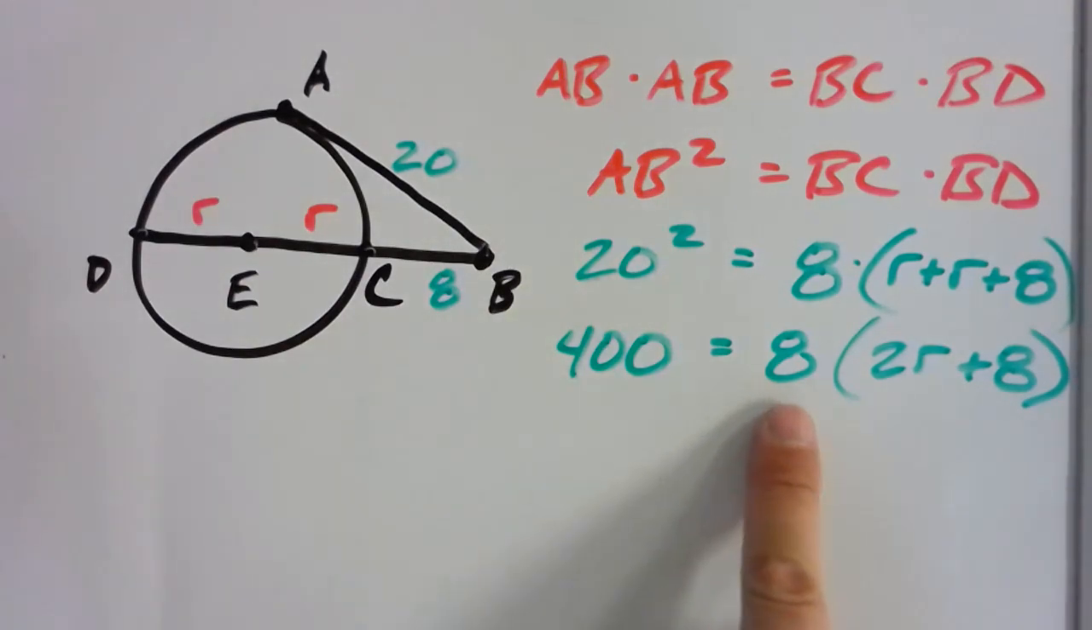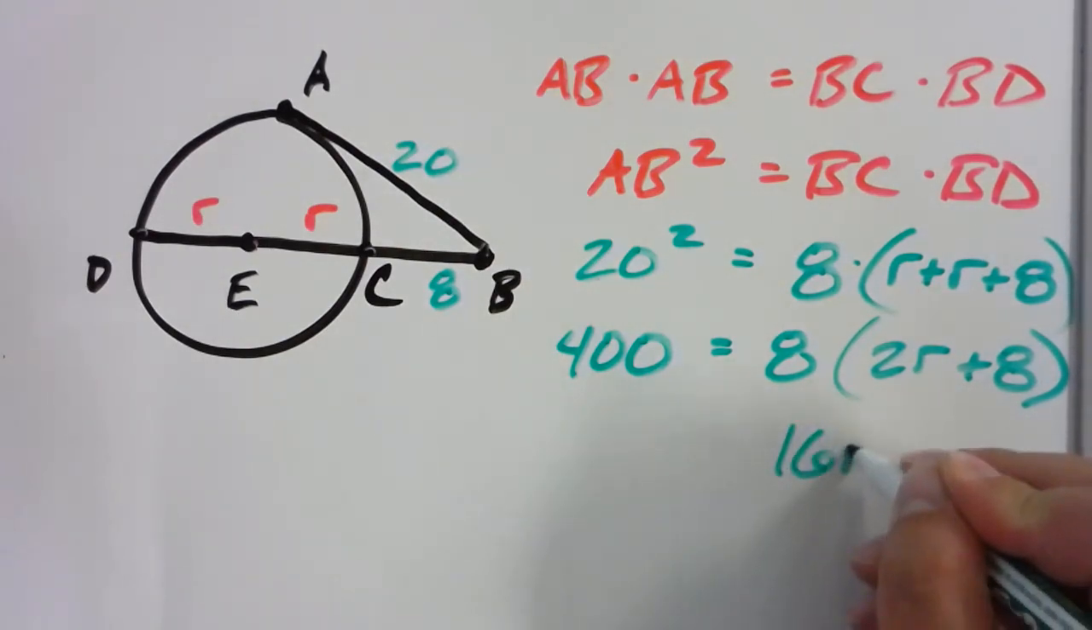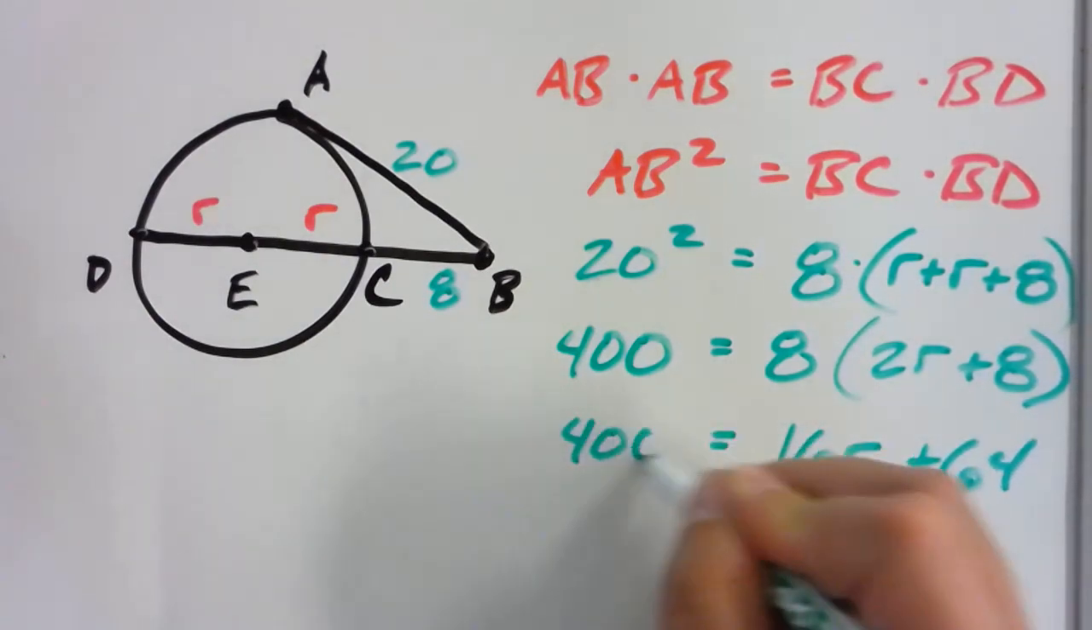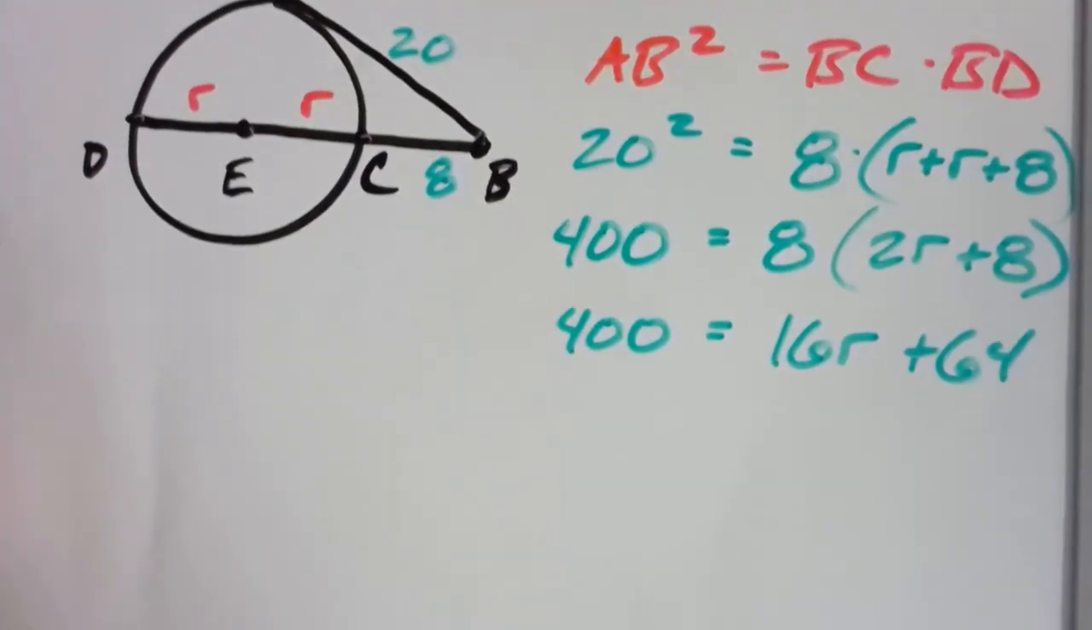All right, now I can distribute, because again, this is just multiplication, so I just have to make sure I multiply throughout the parentheses. 8 times 2R is 16R. 8 times positive 8 is positive 64. Left is still 400. Well, now we have a pretty traditional problem right here. Don't be afraid to use your calculator.